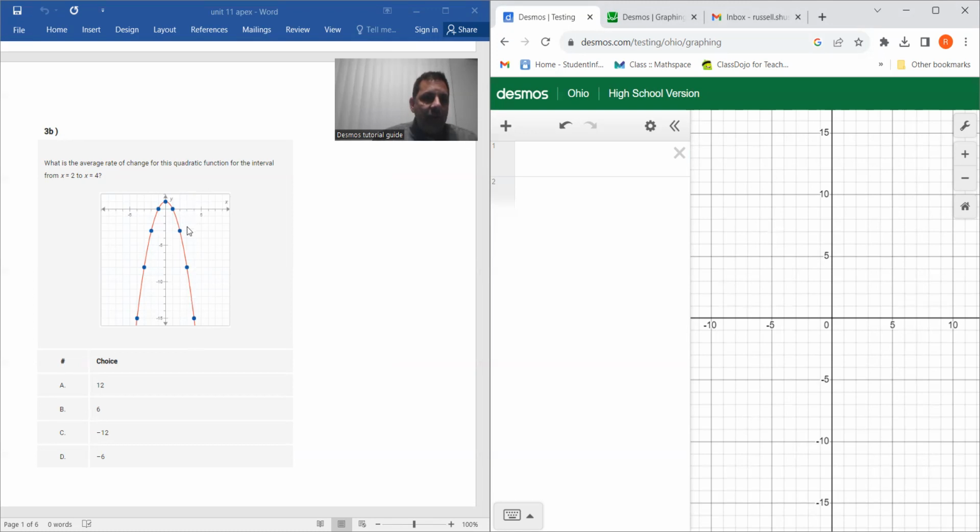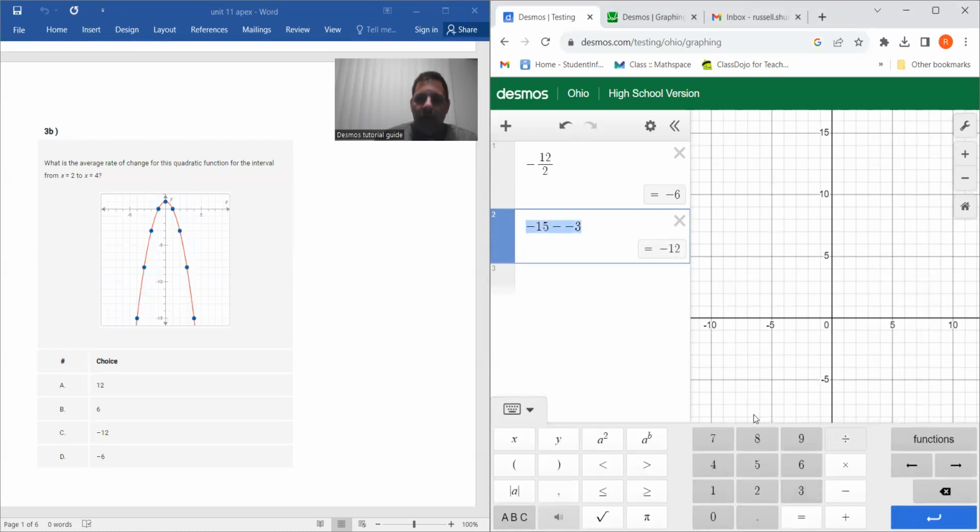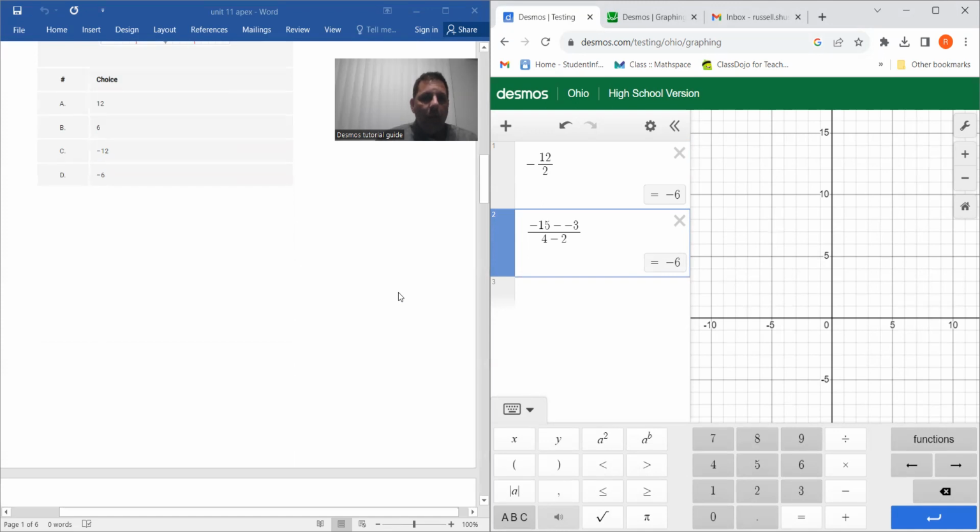Knowing that rate of change means slope, you could just count down 12 and over 2 and type in what -12 divided by 2 becomes. You get a slope of -6. But you also might remember the slope formula, and you're always welcome to use that. So y2, -15, minus y1, -3, over, in the same order of the x's, 4 minus 2. And again, you get -6 for the average rate of change, or the slope, between those 2 points.